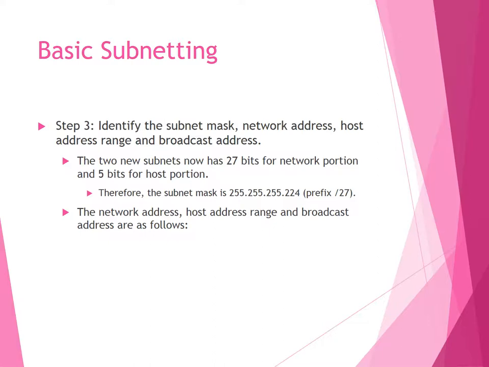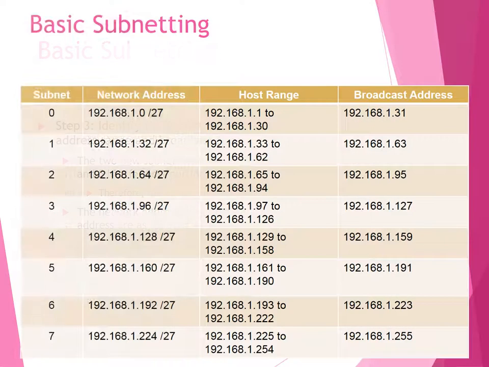Step 3, identify the subnet mask, network address, host address range and broadcast address. The new subnets now have 27 bits for the network portion and 5 bits for the host portion. Therefore, the subnet mask is 255.255.255.224, prefix /27. The network address, host address range and broadcast address are as follows.